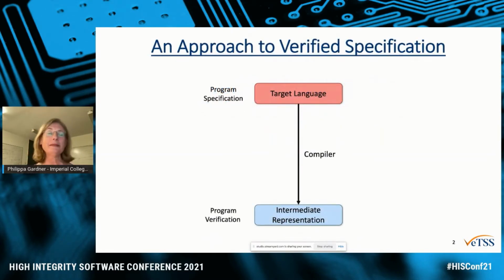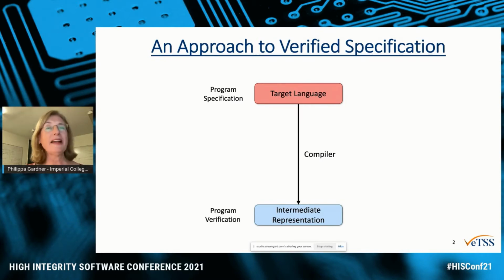I'm going to talk about a particular type of technique of doing verified specification. And it's one I'm sure you know quite well. One has the notion of a target language. It could be C or JavaScript or many languages. We compile that to an intermediate representation.